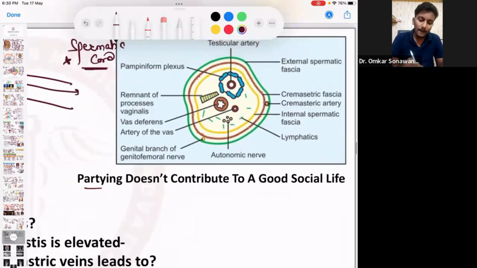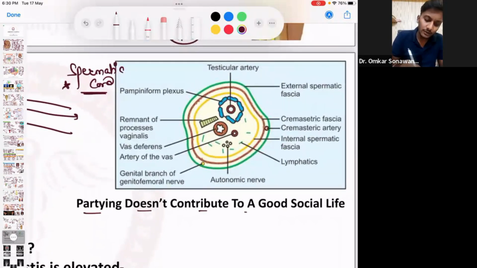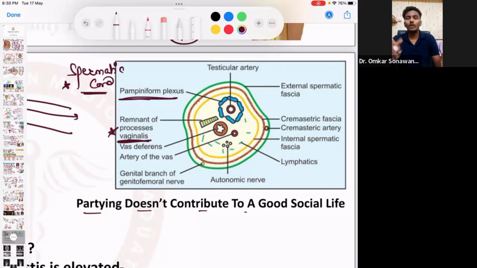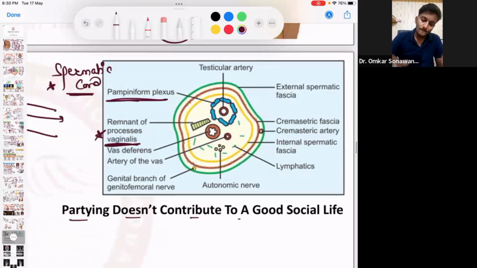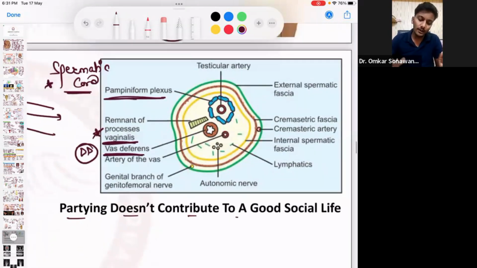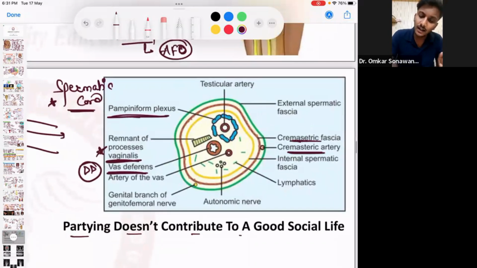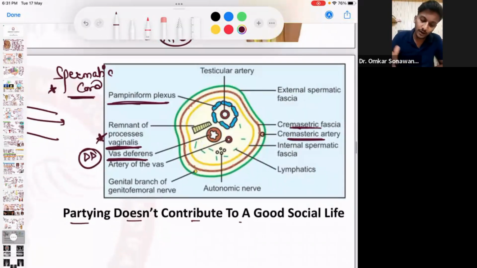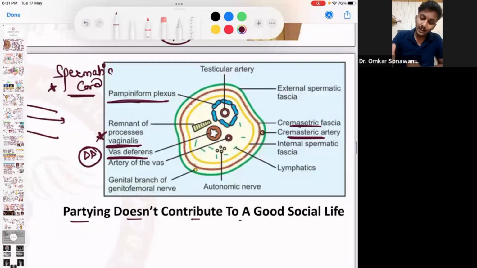So spermatic cord के contents क्या होते हैं? They can be remembered as: Parting doesn't contribute to a good social life. ठीक है? So P goes for the processus vaginalis. Also it is remembered for pampiniform plexus. Doesn't goes for deferens, that is the ductus deferens or vas deferens. Contribute goes for cremasteric fascia and cremasteric artery. 2 goes for testicular artery.